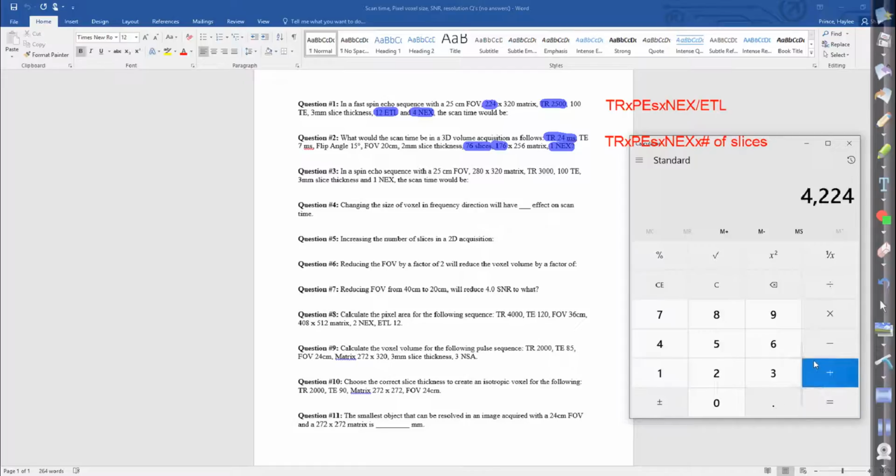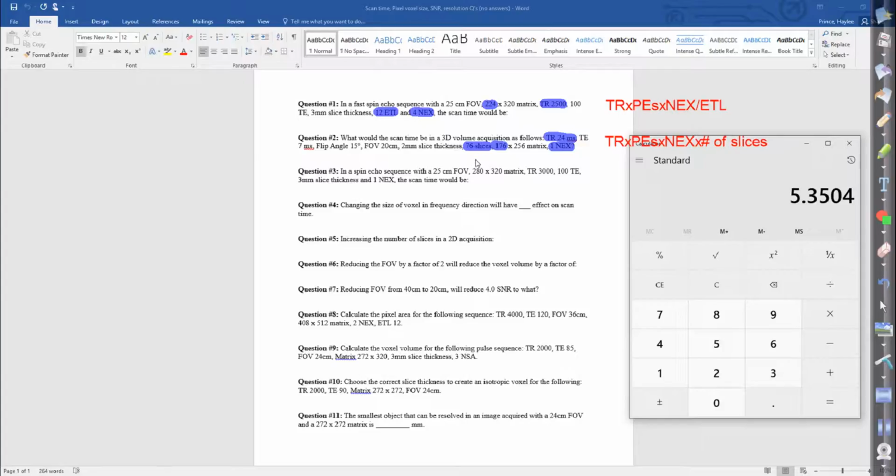That comes to 4,224. But we have to multiply that by the number of slices. So times 76 slices. Okay. So that's your answer in milliseconds. So let's go ahead and divide it by 1,000 to get it in seconds. And then divide that by 60 to get it into minutes. So we have 5 minutes and some change.